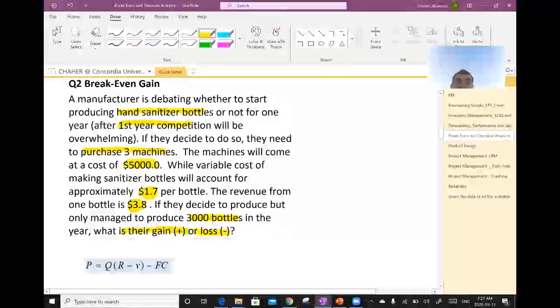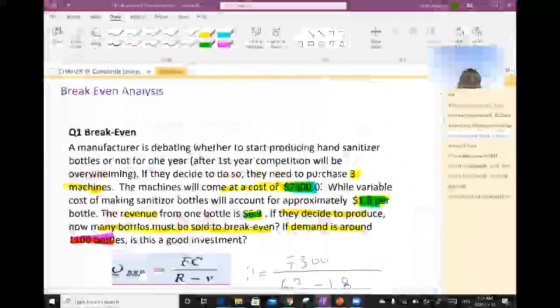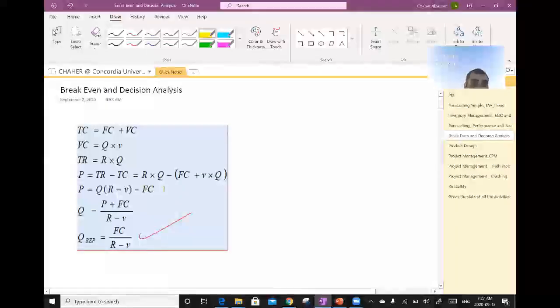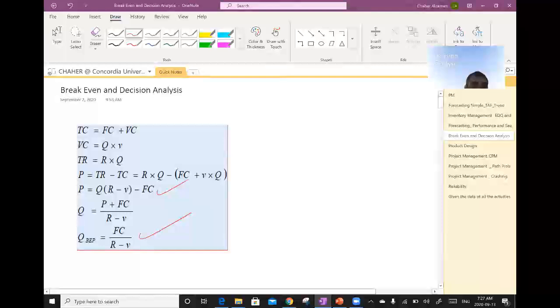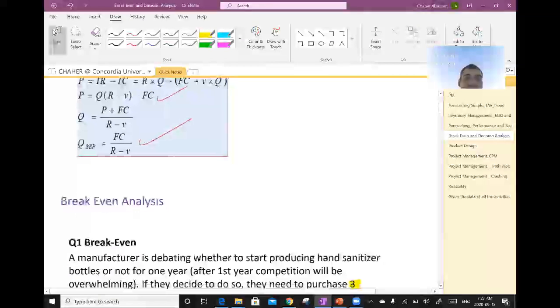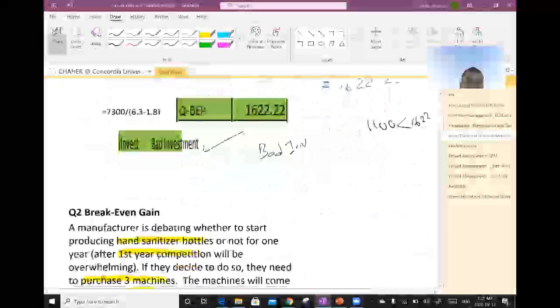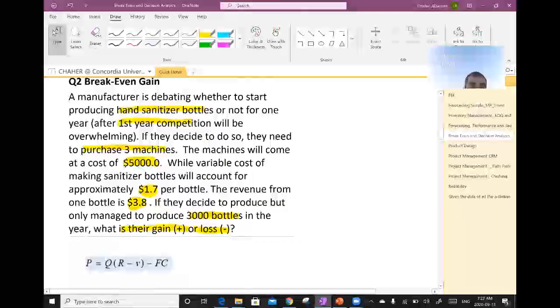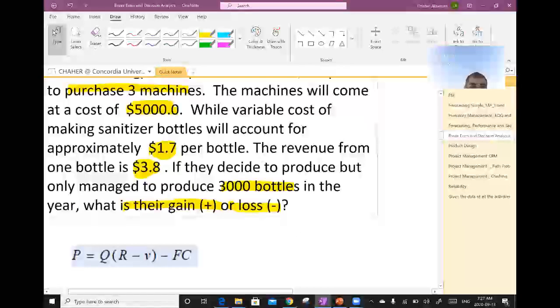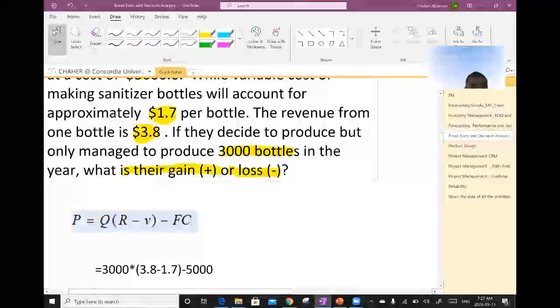Their gain and loss has to do with profit. So if you go back to the equations, we need to use these equations. The equations that have to do with profit, we know the fixed cost, we know the variable cost, we know the revenue, and we know the quantity, so we could go ahead and calculate the profit. So this is the equation right here. So profit is equal to Q times revenue minus variable cost, minus the fixed cost.